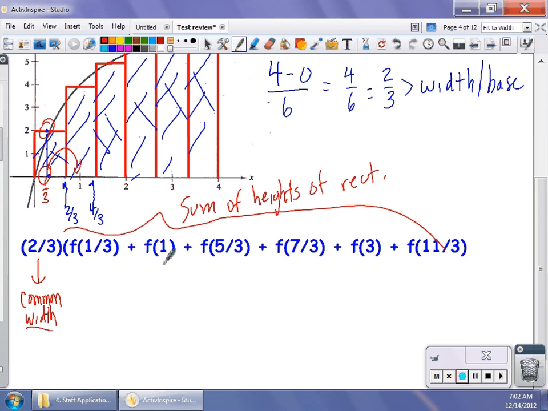Then I'm going to add 2/3 to 1, and I get f of 5/3. 2/3 added to 5/3 gives me 7/3. 2/3 added to 7/3 gives me 9/3, which is 3. And 2/3 added to 9/3 gives me 11/3. And that's my last midpoint. So we're not actually going to approximate these y values, but this is the approximation of the definite integral from 0 to 4 under this particular curve.